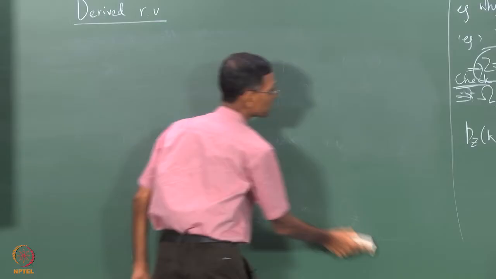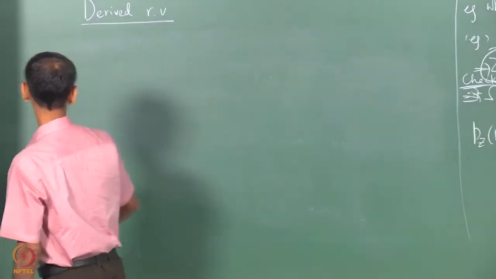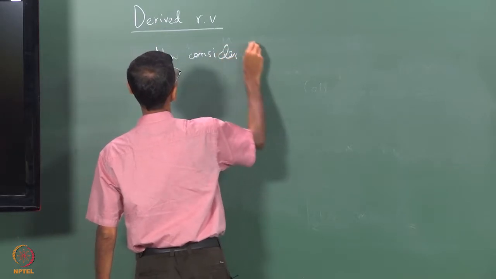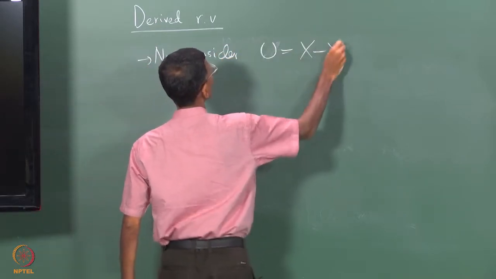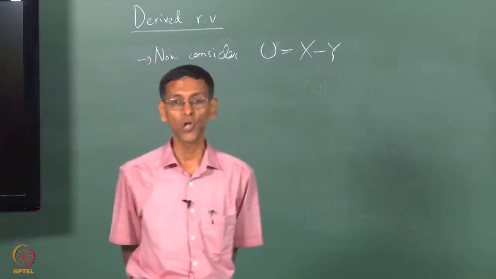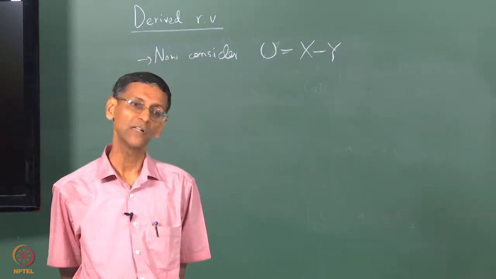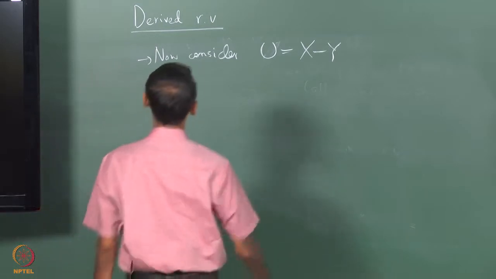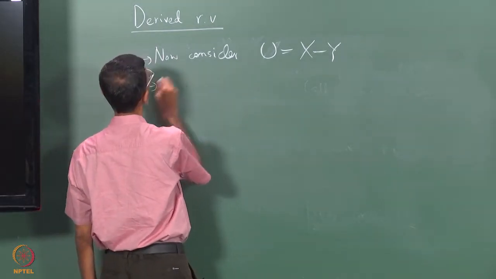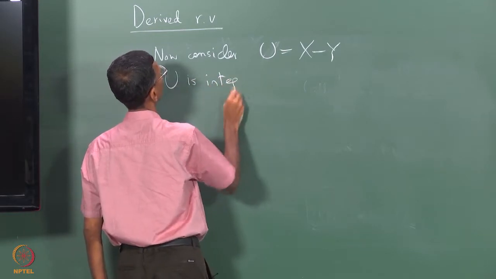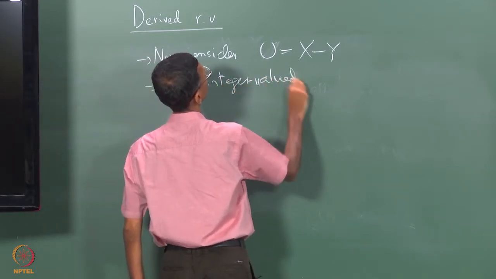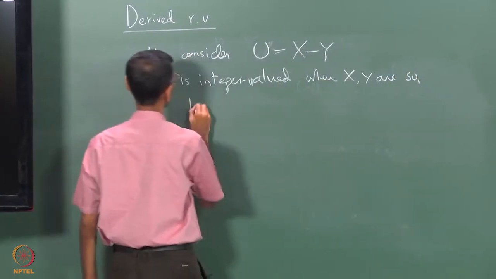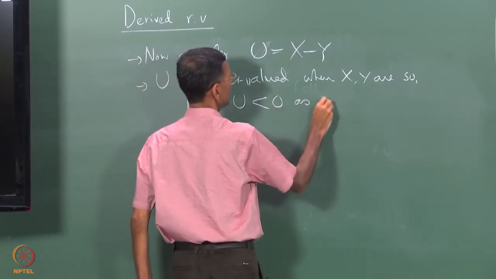Okay. What about x minus y? Right now we will give some name to x minus y. Now consider x minus y, call it u. When x and y are integer valued, u is also integer valued, but it can now take on negative values as opposed to only positive values, even if x and y are both positive, right. So u can be less than 0 as well.